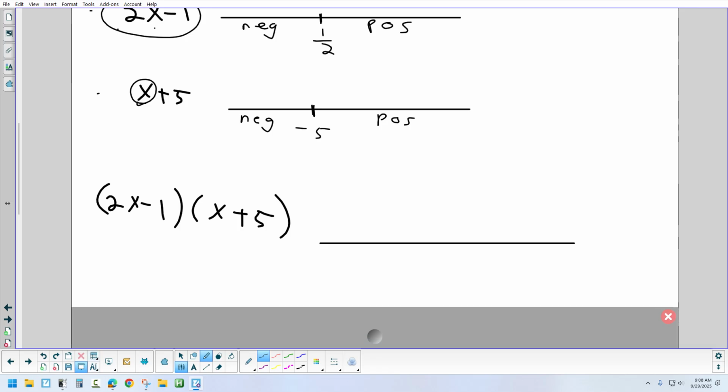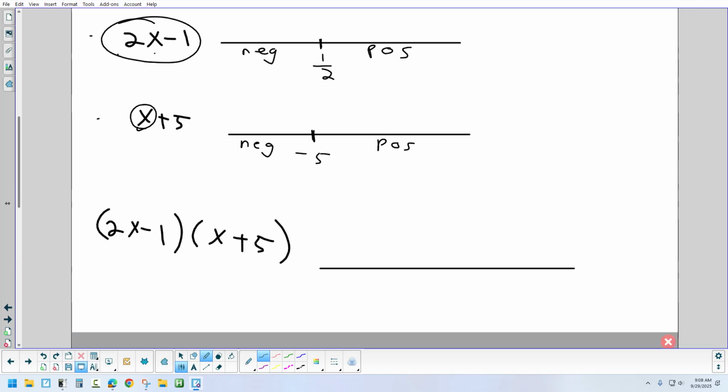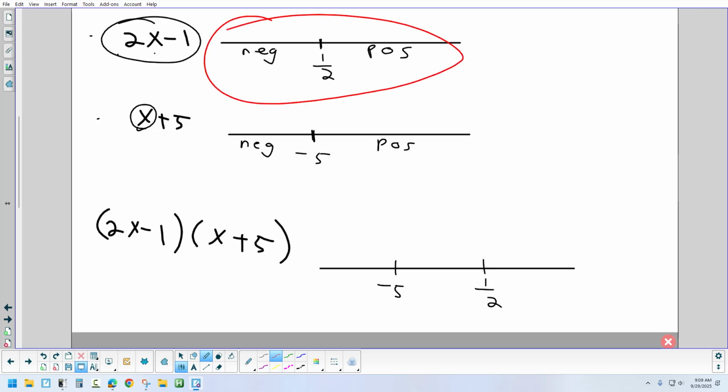Right? So when you put them together and look at the product, you're going to make a number line, and it's going to have both zeros on it. -5 and 1/2. And that's going to separate your number line into 3 sections. Let's start in the -5 section. Okay, Ethan, if I am lower than -5 on this number line, what section would I be in? Negative. I'd be in the negatives.